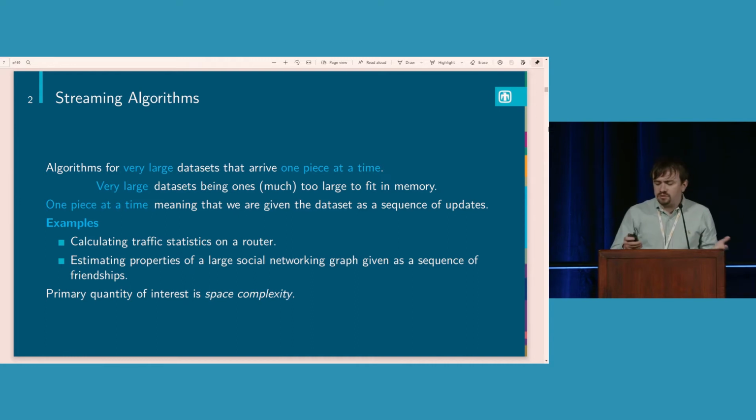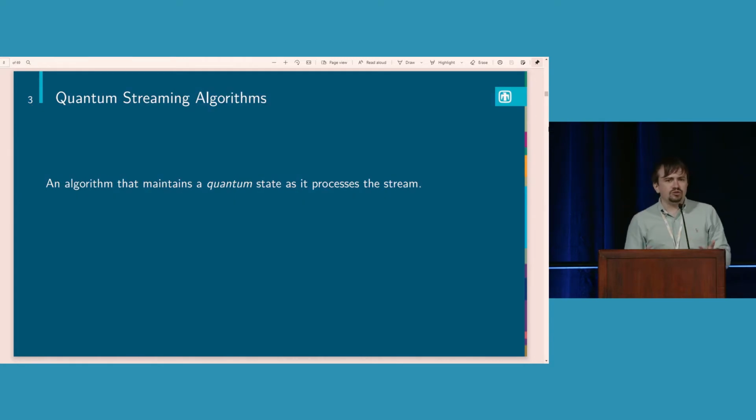Now, like a lot of models of computation, this has a very natural quantum analog. So rather than simply maintaining a classical state, I'm going to let you maintain a quantum state. You're still going to see this stream of updates, and for the purposes of this talk, you should assume this is a classical input stream. So it's your computation that is quantum. Every time you see an update, you get to apply some quantum channel to your quantum state based on the update you've seen. And so the question is, what is the smallest number of qubits I can use to solve some given problem?